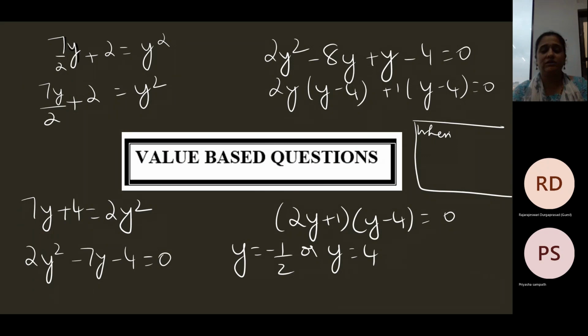Quadratic equation, split the middle term. The two values of y are minus half and 4. Using them, find the corresponding values of x.